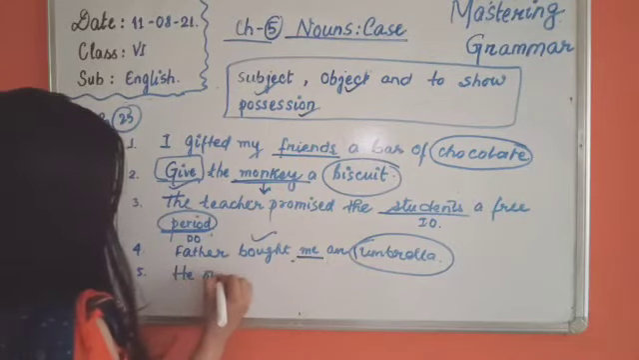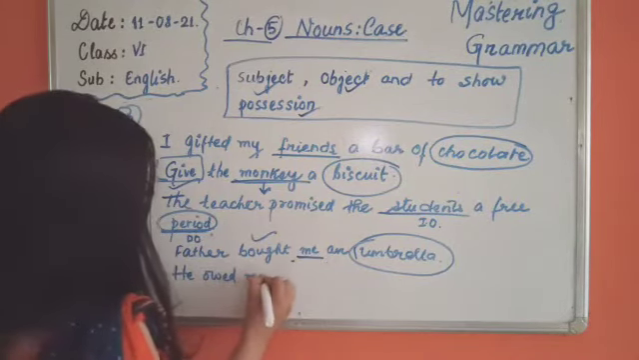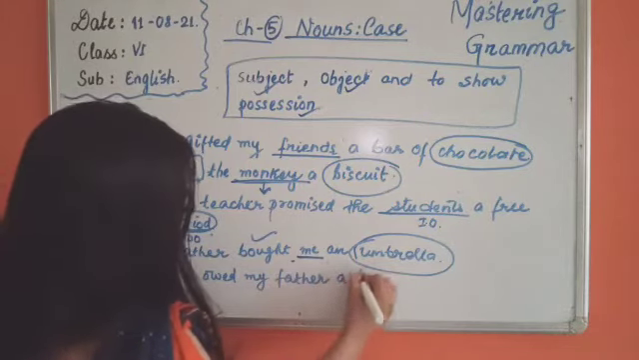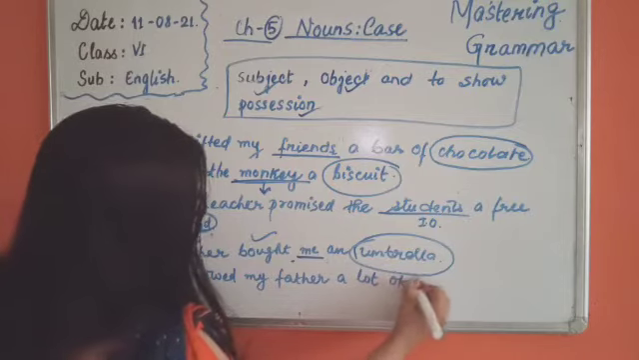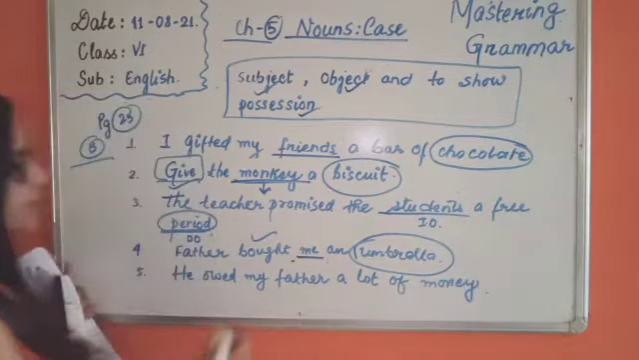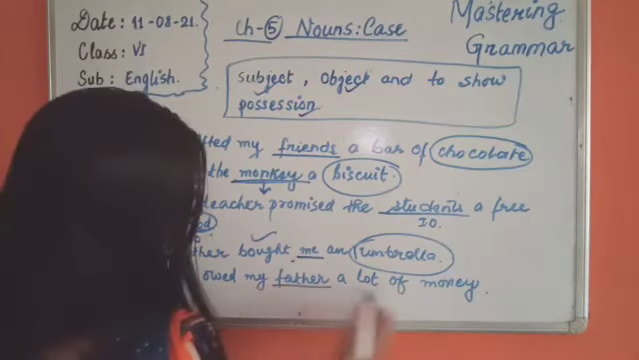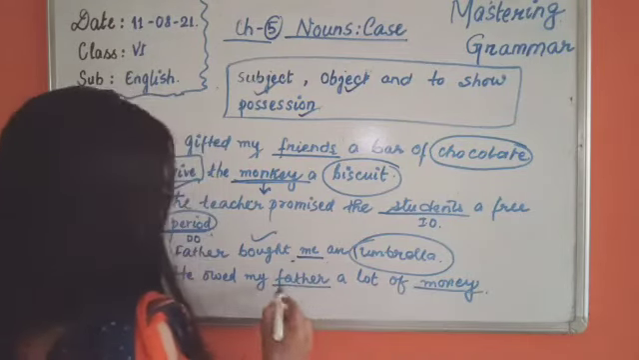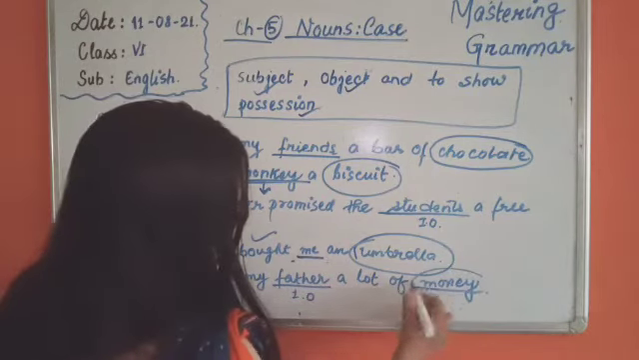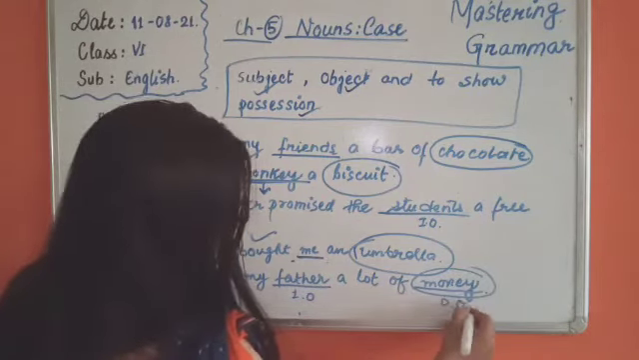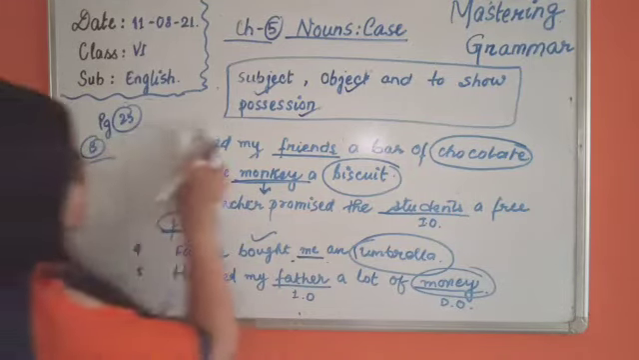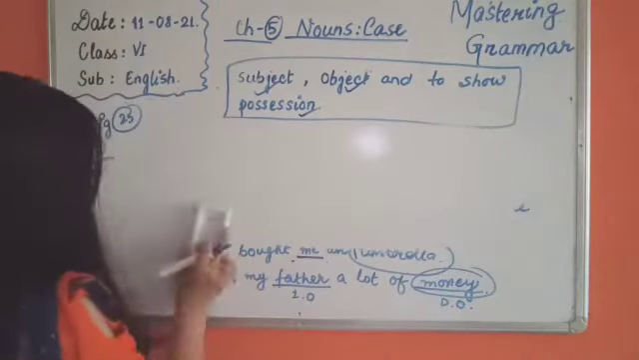He owed my father a lot of money. Yes, children. So see here, father, money. Okay. So father is my indirect object, and money is a thing here, so it's a direct object. Okay. I hope you have finished till here. Now let me move to the next, number 6.